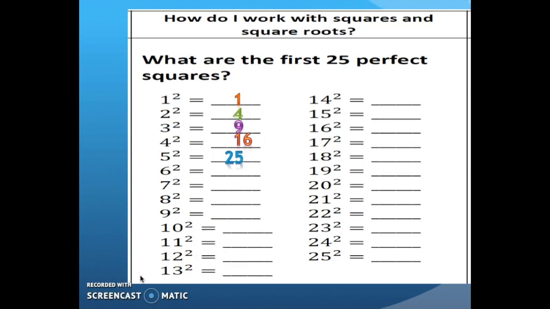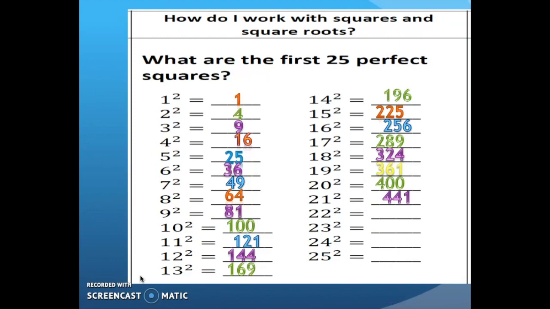So 5 times 5, 25, 36, 49, 64, 81, 100, 121, 144, 169, 196, 225, 256, 289, 324, 361, 400, 441, 484, 529, 576, and 625. Those are your first 25 perfect squares that you would have to learn.